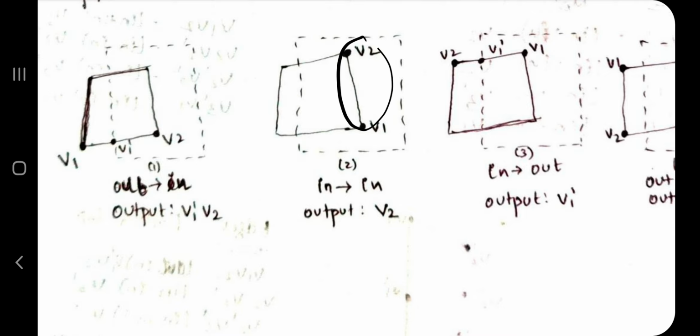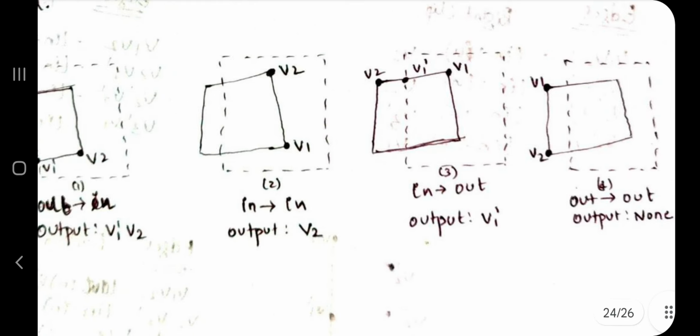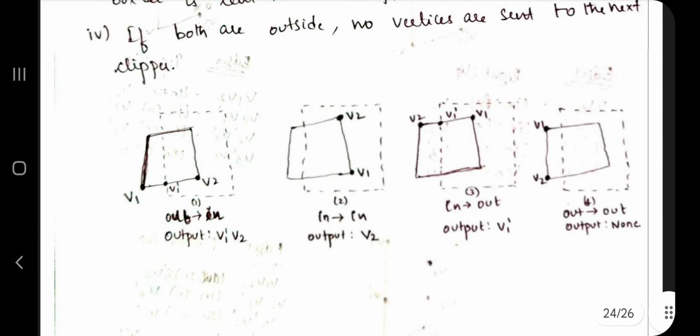If V1 to V2 is going from in to in, I will write the second point, which is V2. If I am going from in to out, I will just write V1 dash, not V2. Out to in, I will write both V1 dash and V2. And if both are out, I will not write anything, just none. If you remember these 4 cases, the numerical and the algorithm are a cakewalk for you.